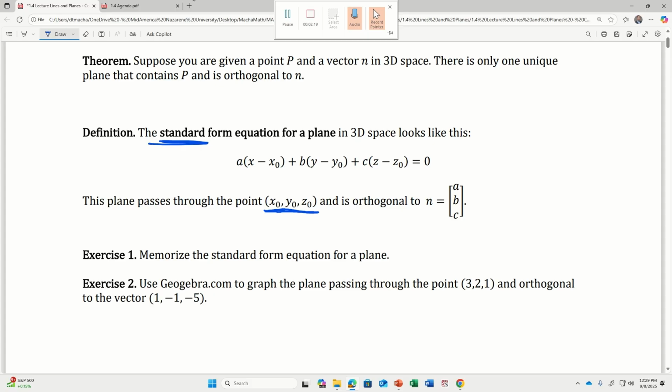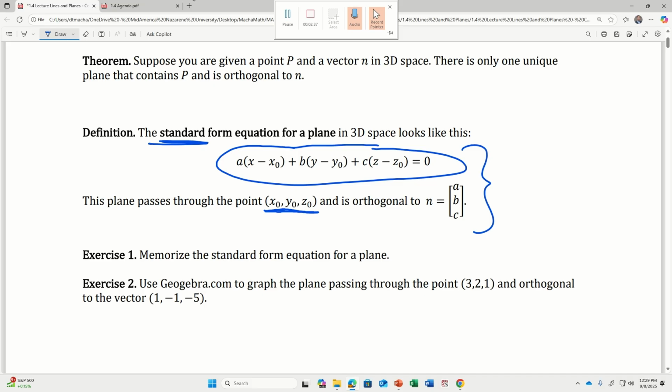And so this idea that you can describe a plane using a point and an orthogonal vector is important for constructing the standard form equation for a plane. But this is something you need to memorize. In fact, all that would be good to memorize.